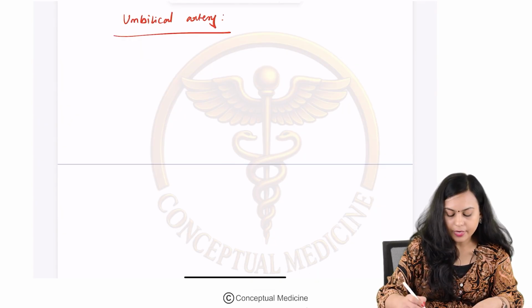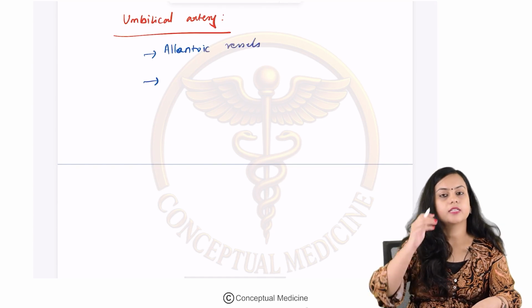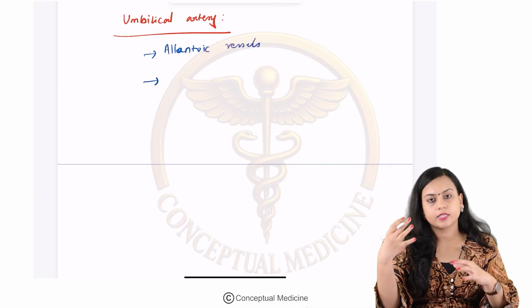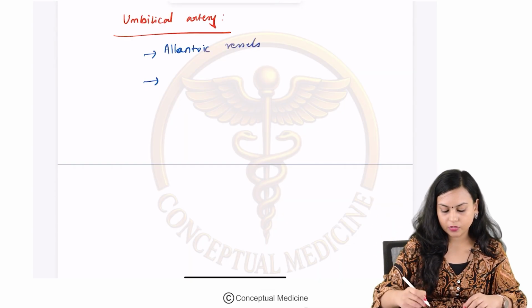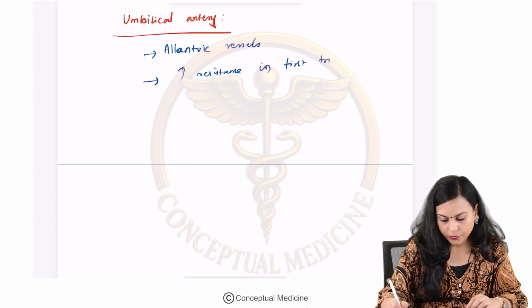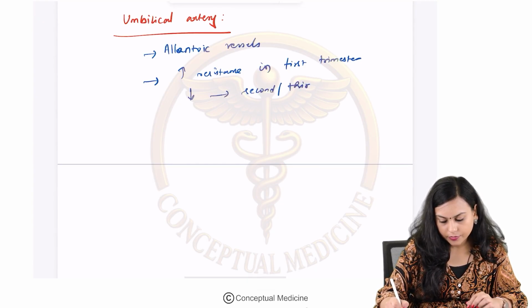Okay. So, umbilical arteries, you know, they arise from allantoic vessels, right? Now, initially in the first trimester, these vessels arising from the allantoic vessels are going to have an increased resistance, and slowly after that the resistance is going to reduce. So, increased resistance is seen in the first trimester, and it decreases in the second and third trimesters.